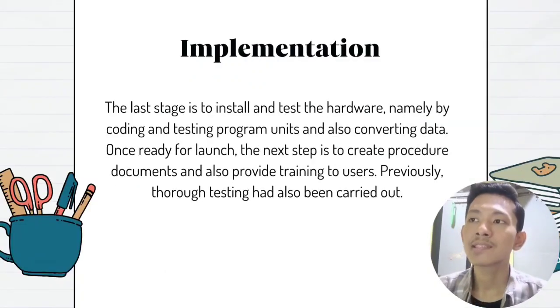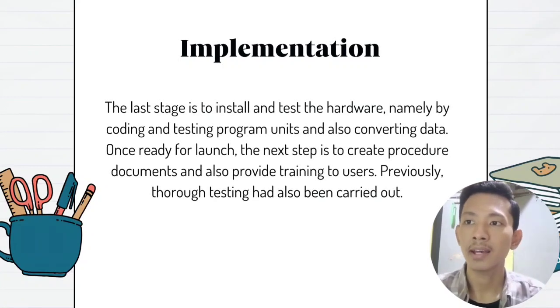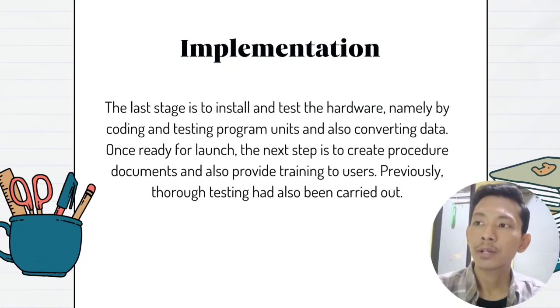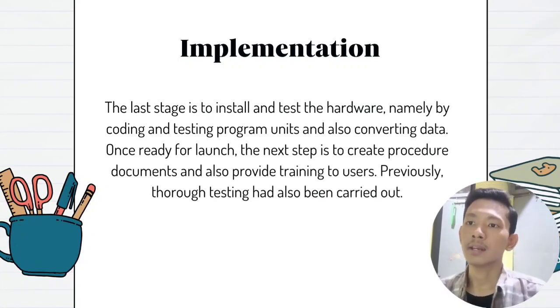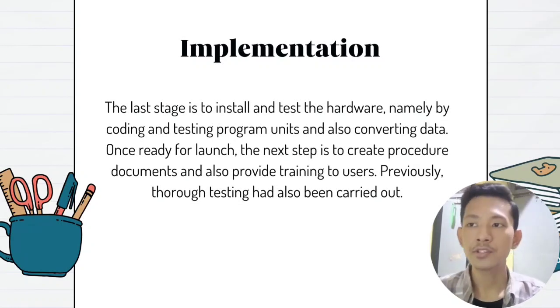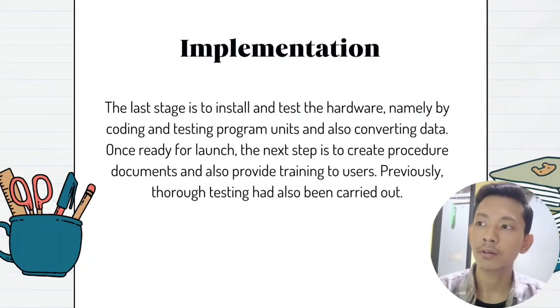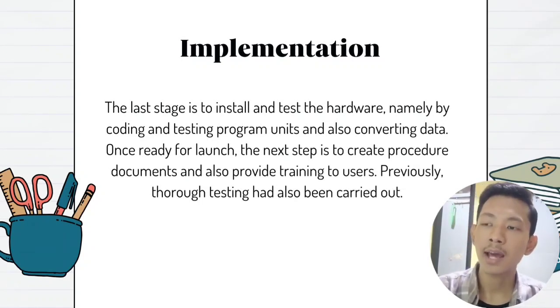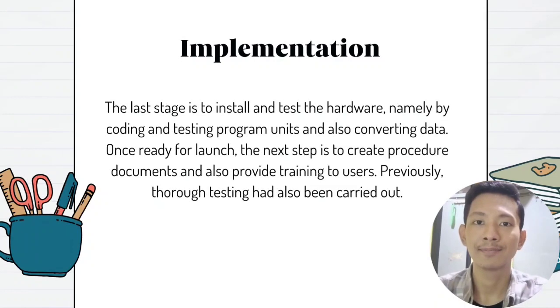And the last step is implementation. So the last stage is to install and test the hardware, namely by coding and testing program units and also converting data. Once ready for launch, the next step is to create procedure documents and also provide training to users. Previously, testing had also been carried out.